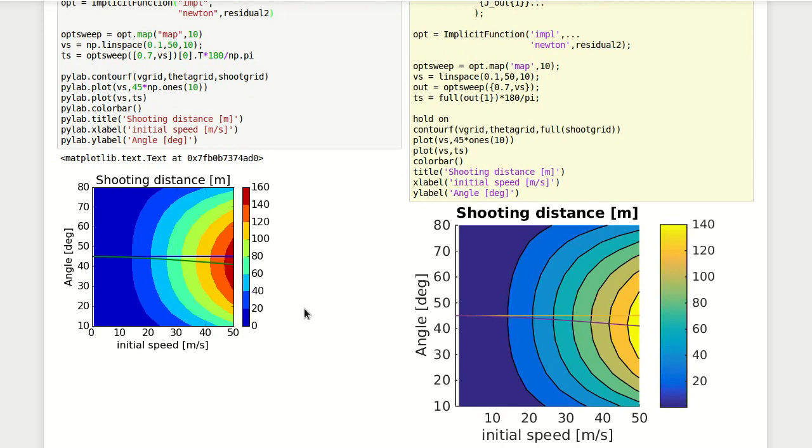So the horizontal line was 45 degrees, the reference, and the purple one here defines the tops of these parabolas. Okay, and this is the final task.